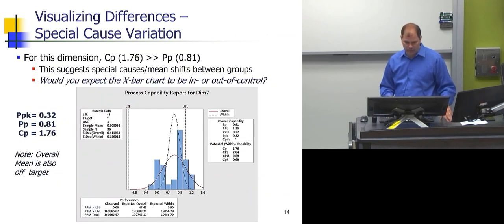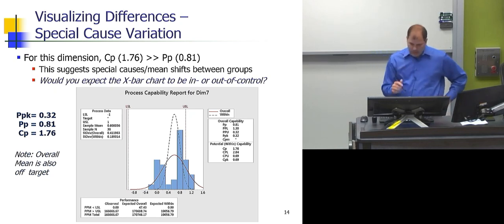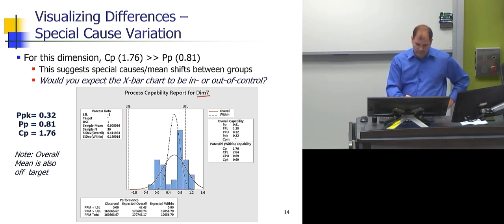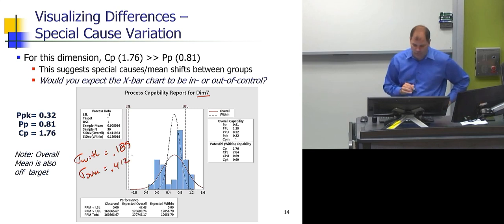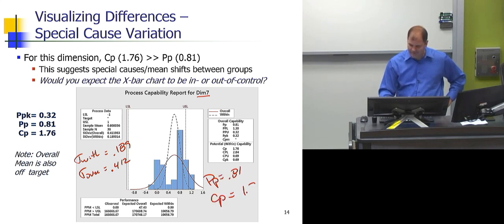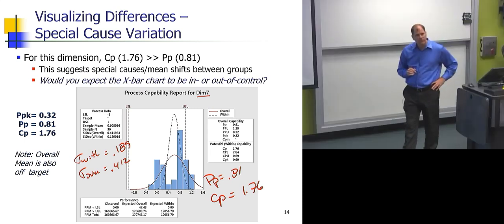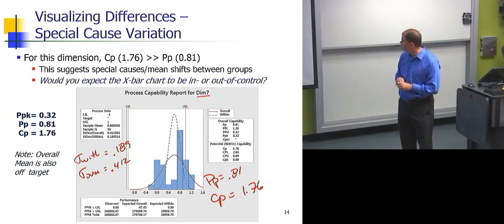All right, let's make another picture. Let's look at dimension 7. There is our histogram. Sigma within is 0.189. Sigma overall is 0.412. PP is 0.81. CP is 1.76. What's going on here? CP is above 1.33, 1.67. It's pretty good.